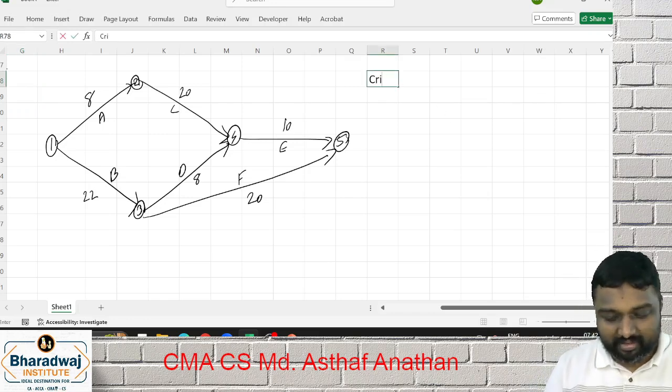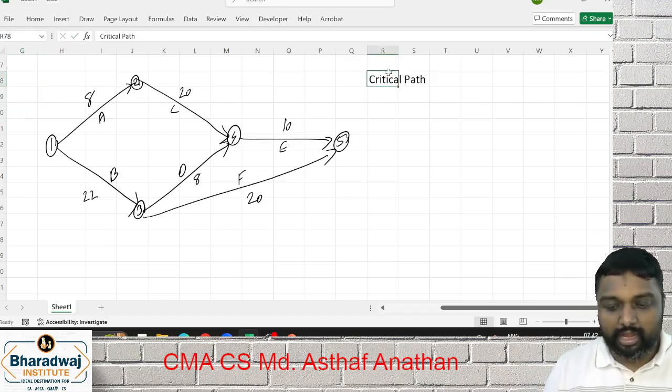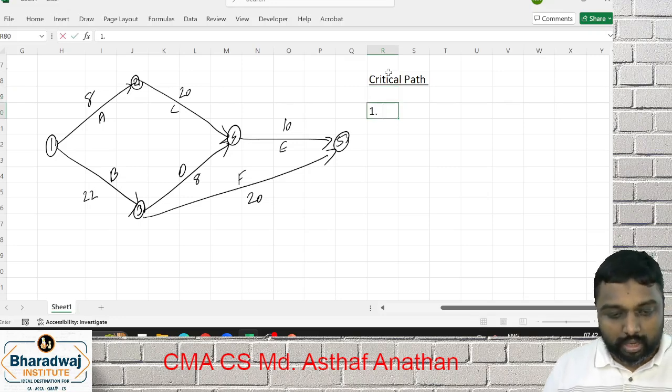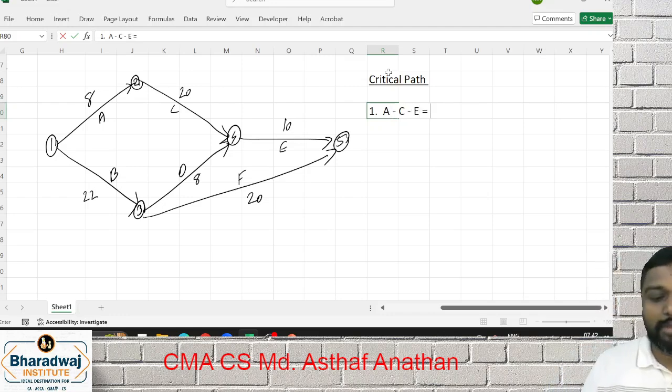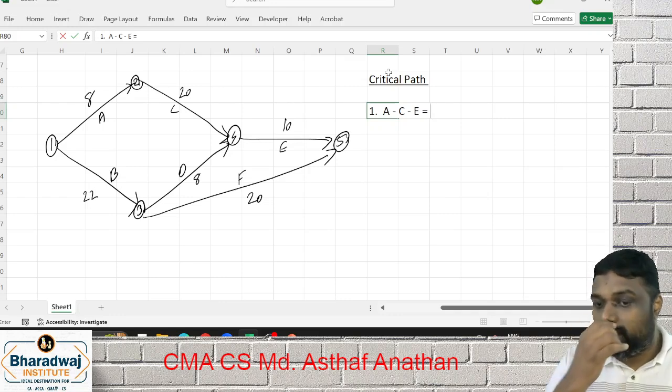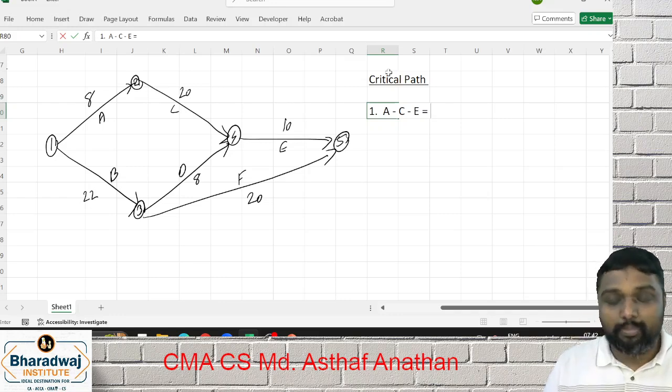Critical path. We know for critical path, we have to find out all the different routes from starting to ending. So we'll see 1 to 2. We'll go A, B, C, D method. A, C, E. You can do 1 to 2 method also. It can also be written as 1 to 2, 2 to 4, 4 to 5. Either way, you can write, all are correct. So 8 plus 20, 28 plus 10, 38 days or weeks.